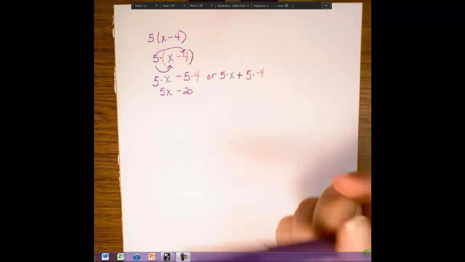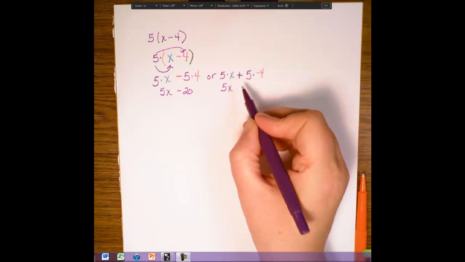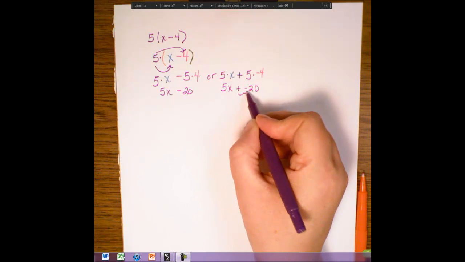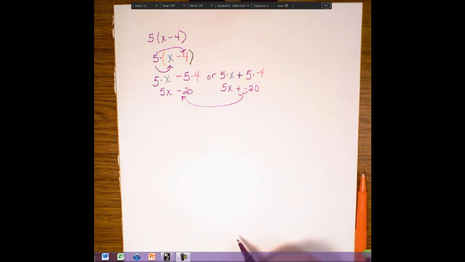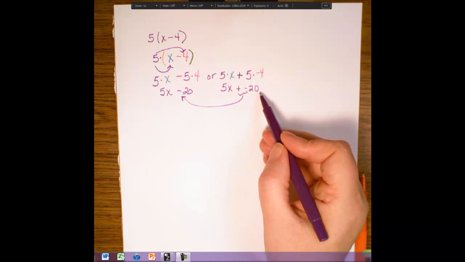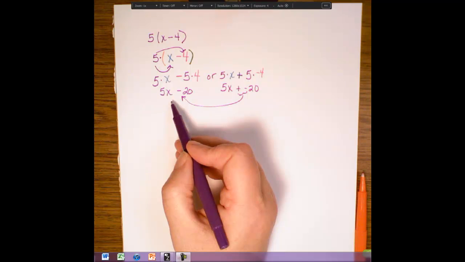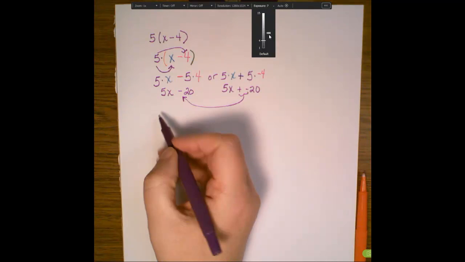Well, 5 times x is 5x, plus 5 times negative 4 is negative 20, and we don't like to write two signs, so we would write that as 5x minus 20, or you could write it this way and both would be correct. This is the preferable way to write this. We can go on to the next problem.